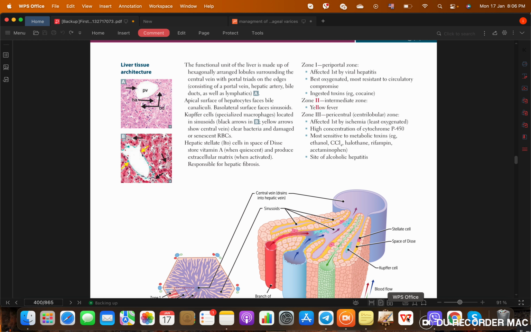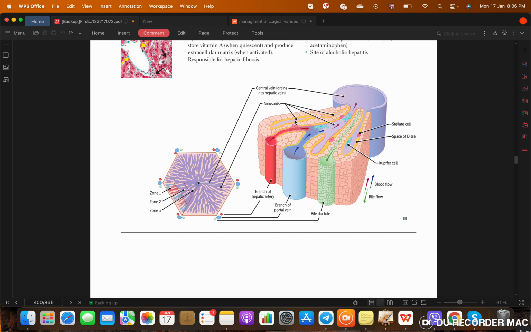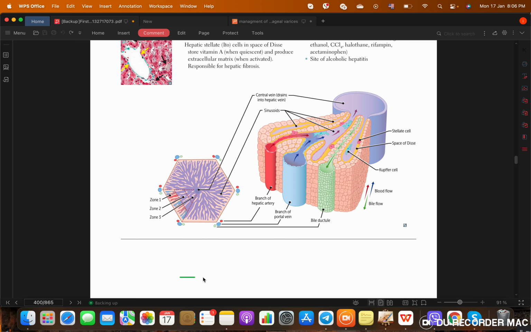So you see so many things they can do. Okay, so the liver tissue architecture. The functional unit of the liver is made out of hexagonally arranged lobules surrounding the central vein with portal triads on the edge. Let me explain. You remember maybe when we spoke about the portal vein.